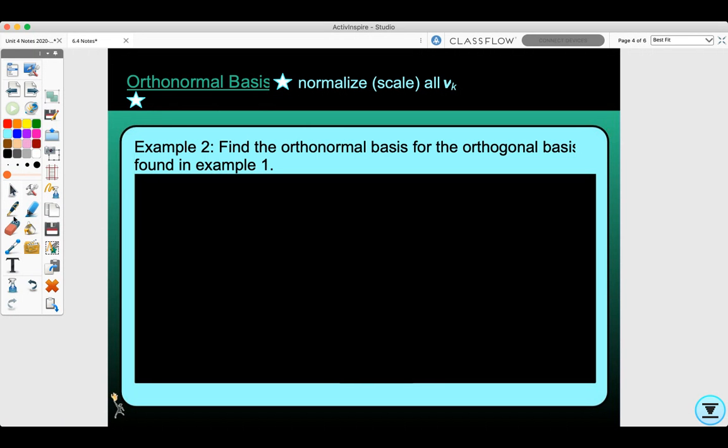So let's look at example 2. Find the orthonormal basis for the orthogonal basis found in example 1. So we're using what we had in example 1. We're going to let v1 be (3, 6, 0) and v2 be (0, 0, 2).